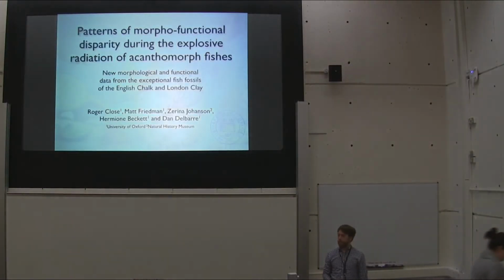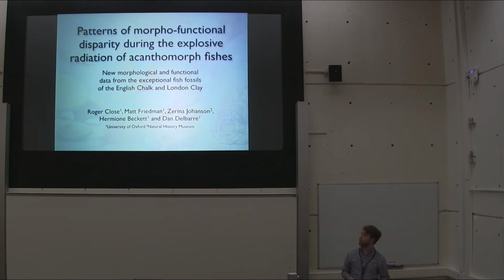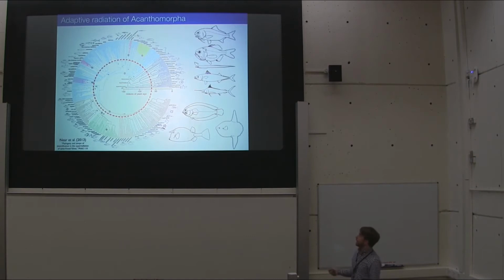Hi folks. So today I'm going to be talking to you about patterns of morphological and functional diversity across the origin and early evolution of a group called the acanthomorphs, which are the spiny-finned teleosts. So today, acanthomorphs represent a bewildering array of body plans. They're incredibly diverse, and they have a huge range of morphological and ecological specializations.